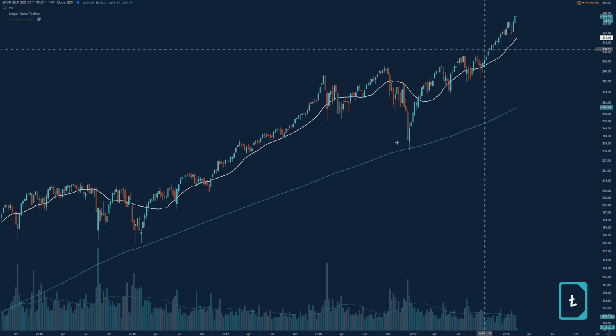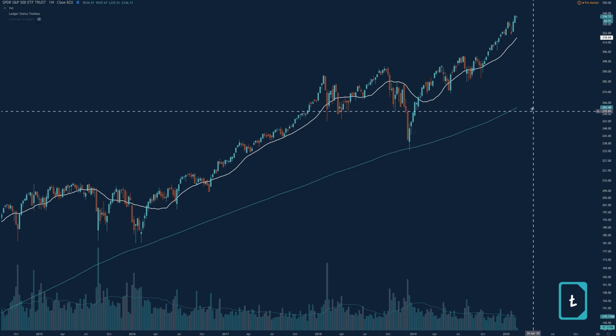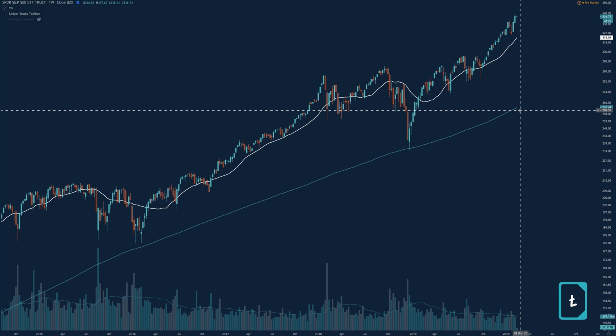The S&P didn't do that. It's not telling you where to sell. It's telling you where to buy. It's telling you where to look for supports.